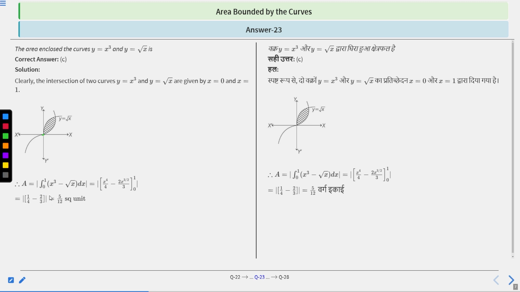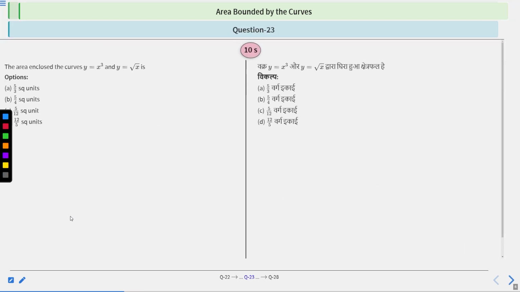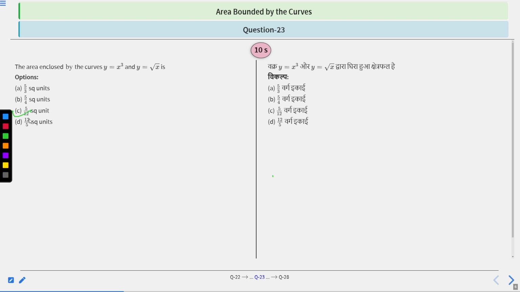We are doing integration of y dx, right? So y is equal to x cube and root x, right? Therefore, area is the modulus of the integral from 0 to 1 of x cube minus root x dx, which is equal to x to the power 4 by 4 minus 2 x to the power 3 by 2 upon 3. And limit is from 0 to 1, right? Therefore, after putting the limit, area is basically 1 by 4 minus 2 by 3, which is equal to 5 by 12 square unit, right? Got it? So I think option C is the right choice. 5 by 12 square unit. Got it?